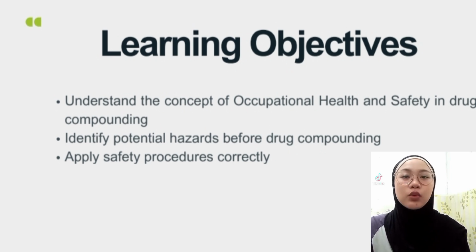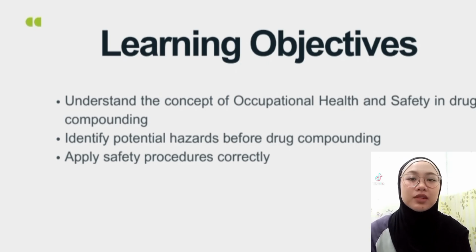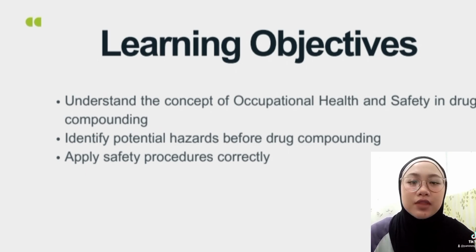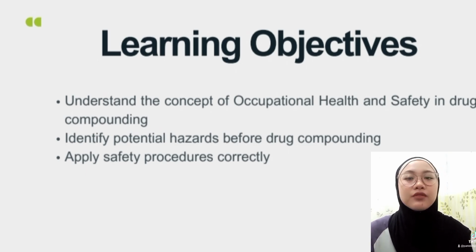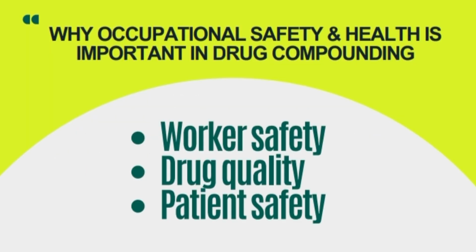In this lesson, there are three main objectives. First, you will understand the concept of occupational safety and health. Second, you will be able to identify potential hazard before drug compounding. And third, you will understand how to apply safety procedure correctly. These objectives are important because safety should always come before productivity.